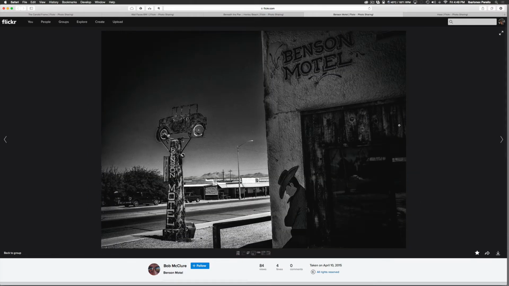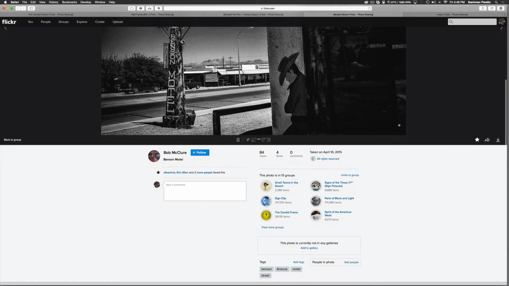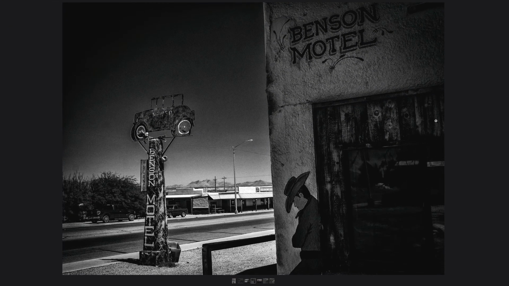Here's a shot by Bob McClure. There's no EXIF information on this image. And here again, we have the presence of a person in the form of this painting or this mural on the Benson Hotel. But otherwise, we don't get to see anyone. But this image has that depth that I'm talking about. There's a layered quality to the composition. The first layer is, of course, this wall with the Benson Hotel. Then we have the second layer here with this sign with this old vintage car, and then we have this third layer in the distance of the street in the distance.